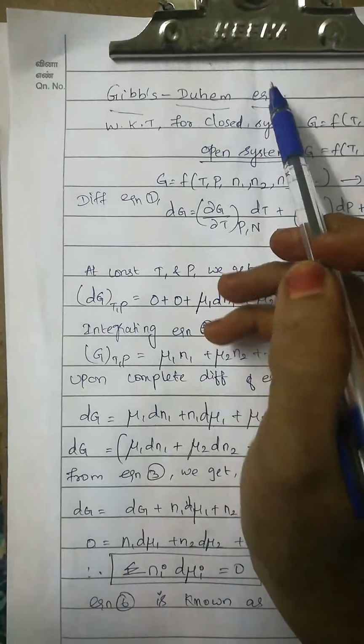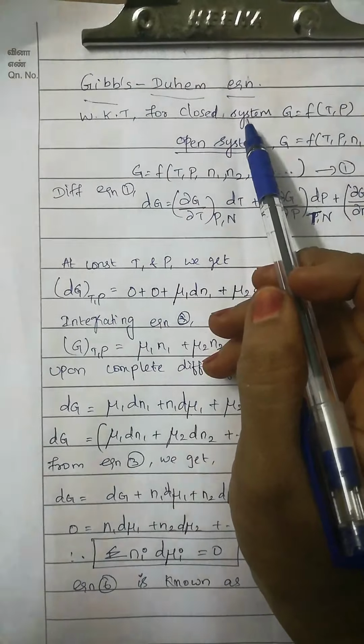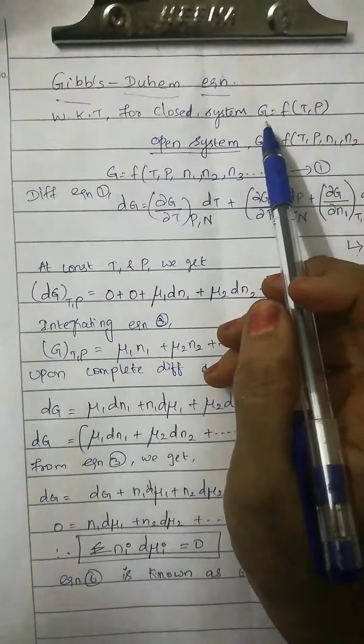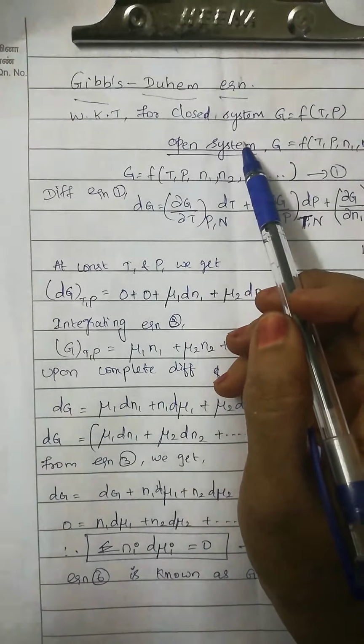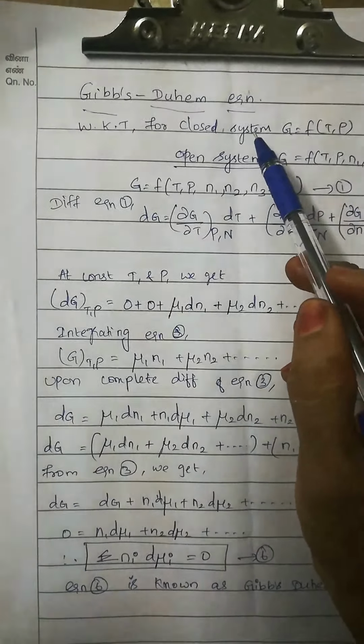Gibbs-Duhem equation. We know that for a closed system, the system can transfer only energy but not matter to the surroundings. And in an open system, the system can transfer both energy as well as matter to the surroundings. Therefore, let us consider the free energy for a closed system.